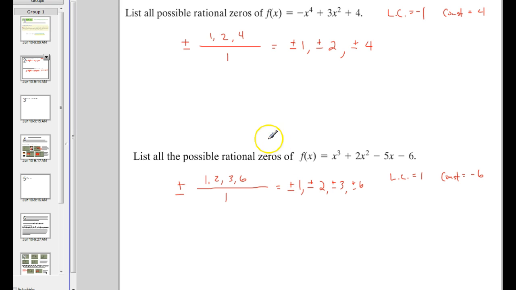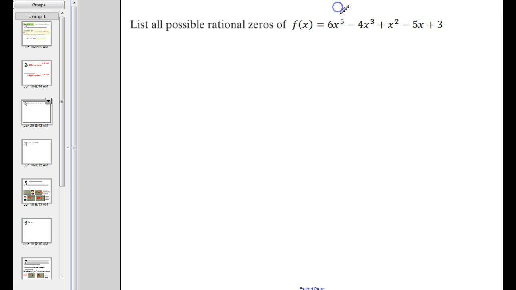So what you're hopefully seeing is if your leading coefficient is 1 or negative 1, then your possible rational zeros are going to be whole numbers or integers, positive or negative, which makes the work nice. But your leading coefficient is not always 1. So here's an example where the leading coefficient is not 1. Our leading coefficient is 6. Our constant term is 3.